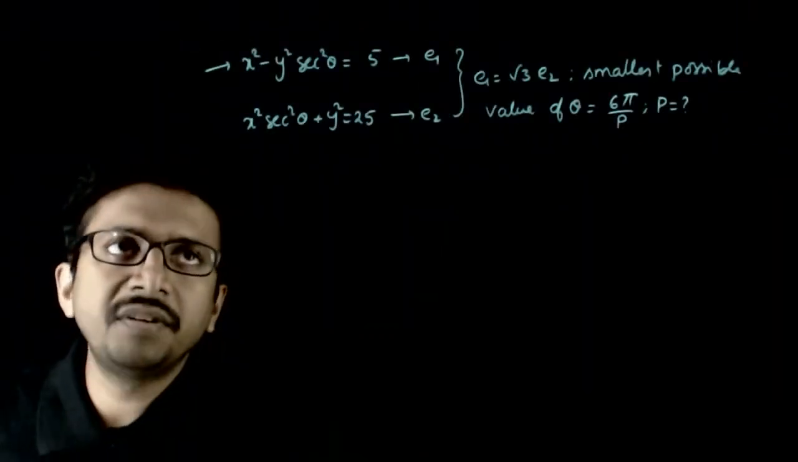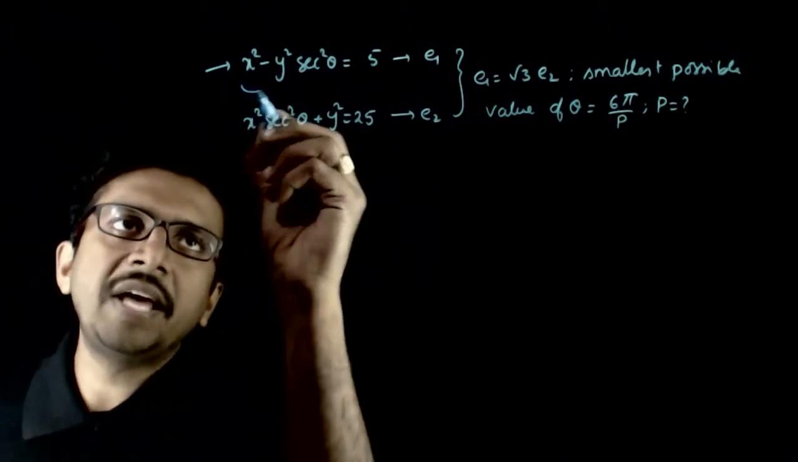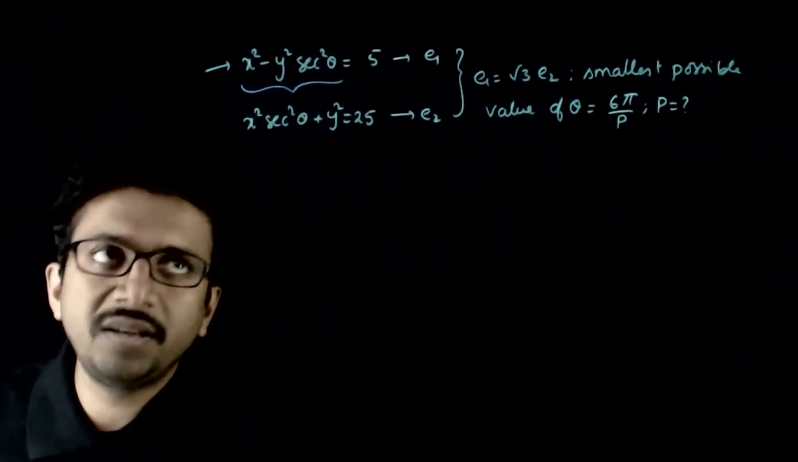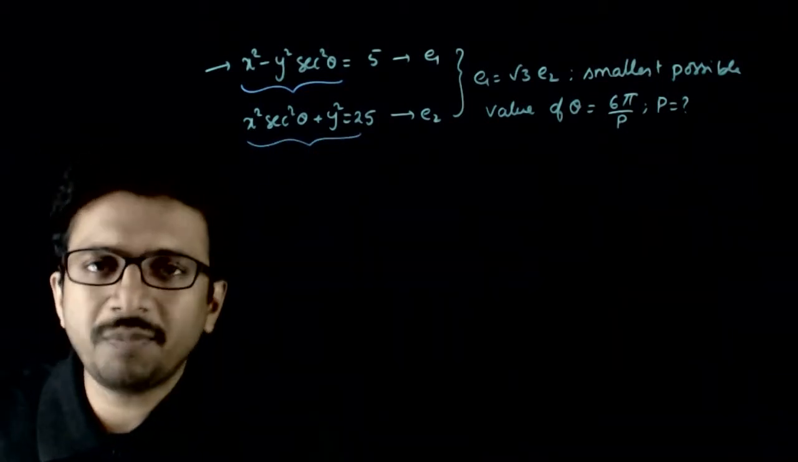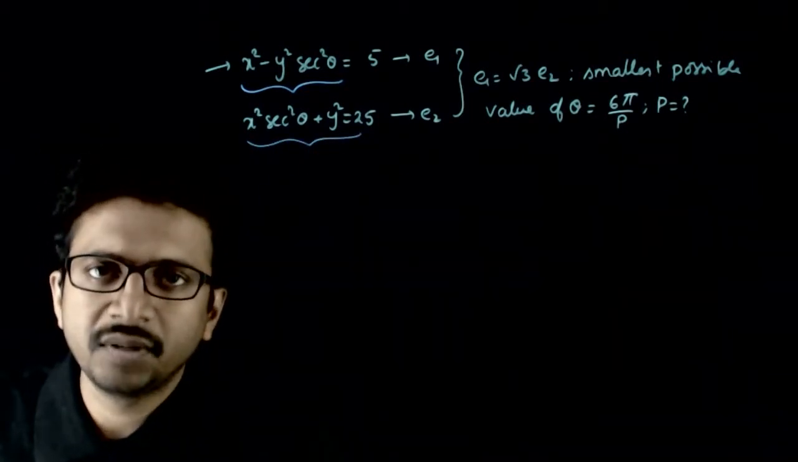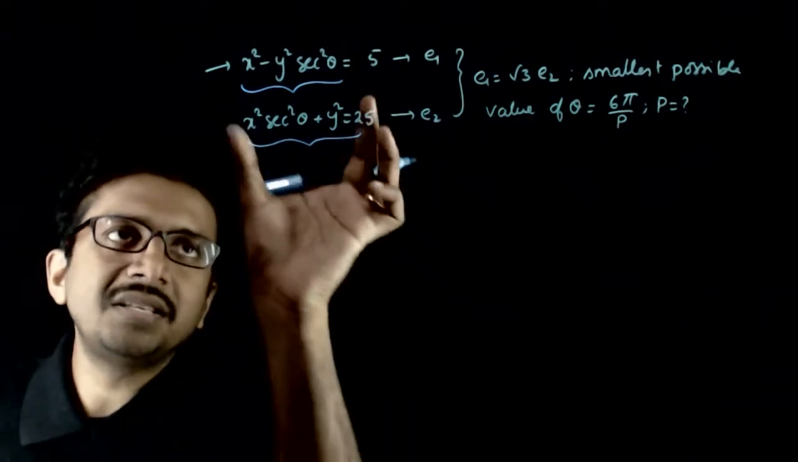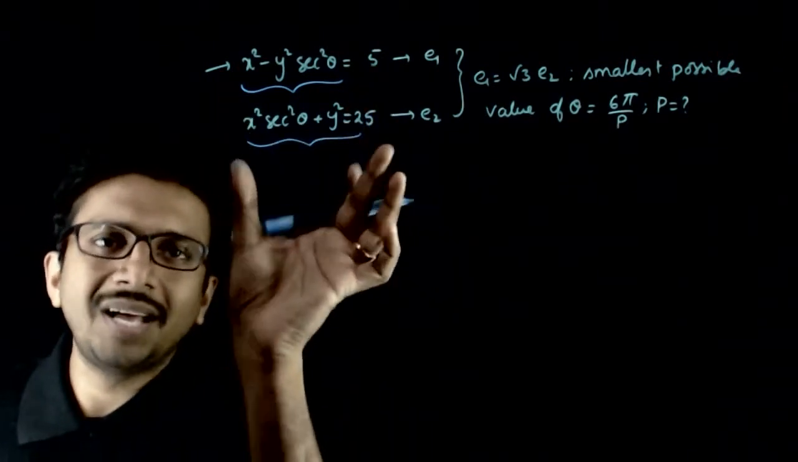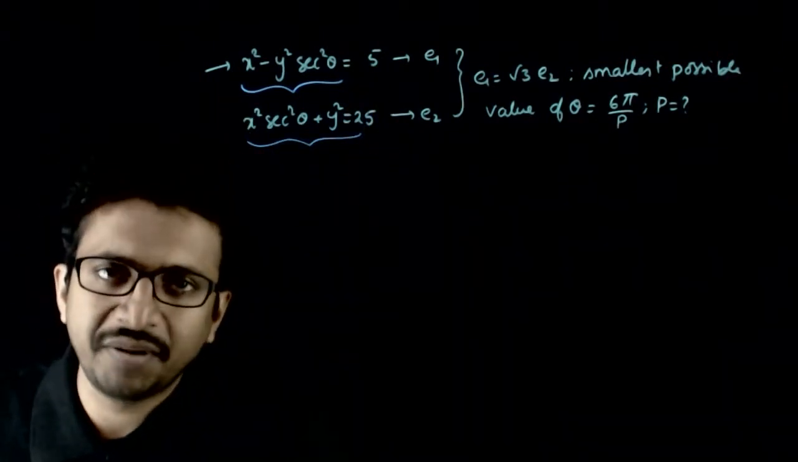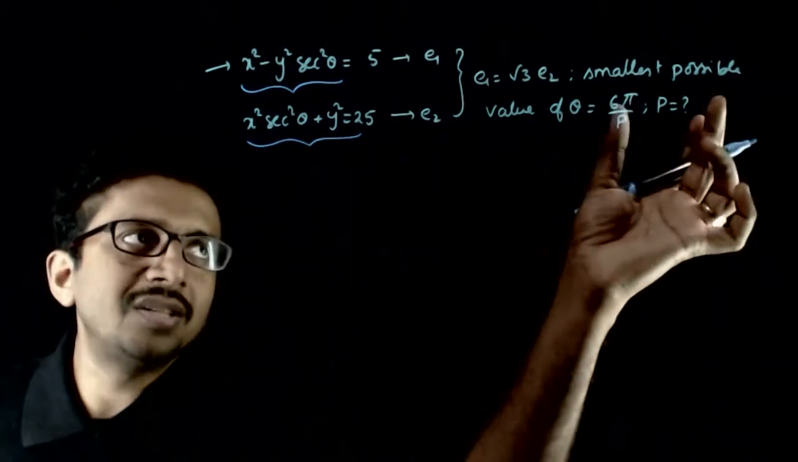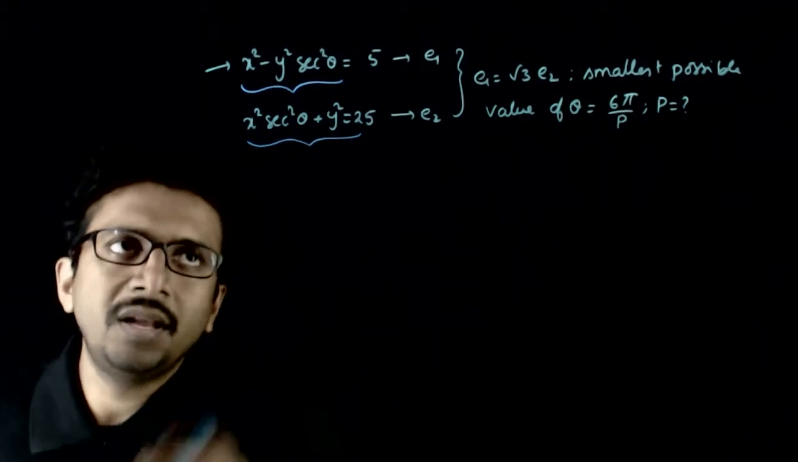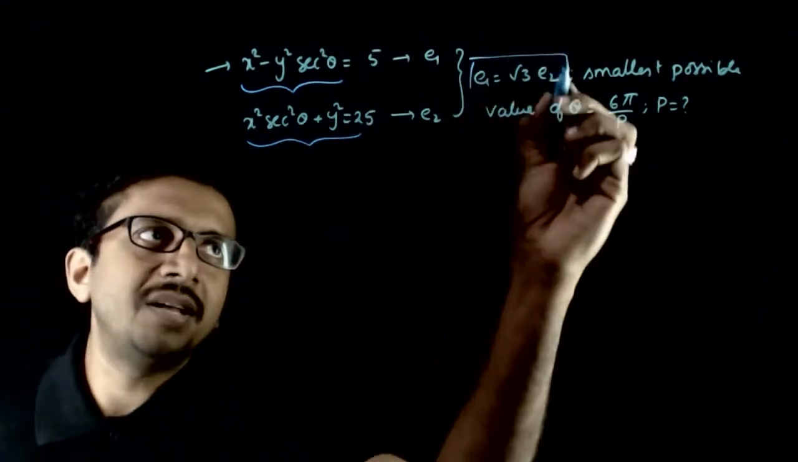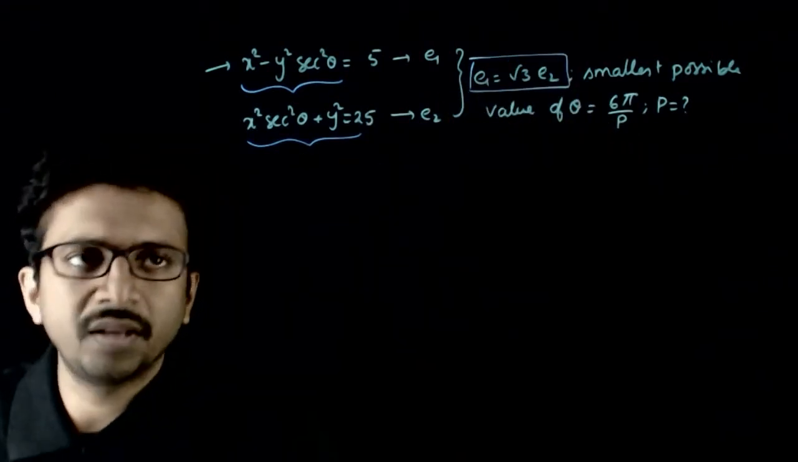So now, in the second part of the question, given a hyperbola x² − y² sec²θ = 5 and an ellipse x² sec²θ + y² = 25. The eccentricity of the hyperbola is √3 times the eccentricity of the ellipse, that's given. If that is so, what is the smallest possible value of θ? That is the question.